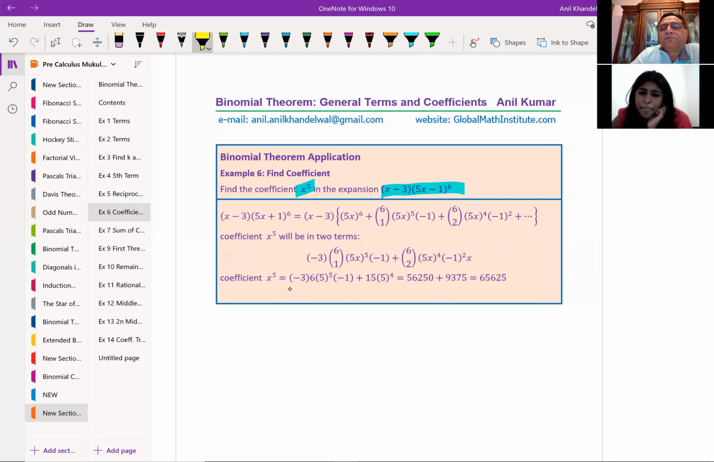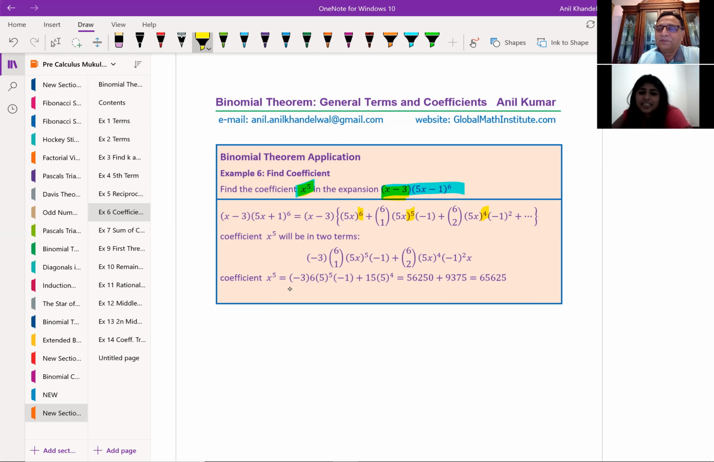when you expand 5x minus 1 to the power of 6, we are only interested in x to the power of 5. So we can expand because higher power is in the beginning. So the first term will be to the power of 6, correct? And the second term will be to the power of 5. The third term will be to the power of 4. Now, we need not go beyond this because we are multiplying by x minus 3. So when you multiply x with power of 4, you will get power of 5. So you have to expand till at least the first three terms.